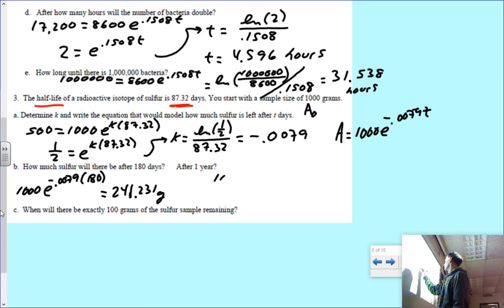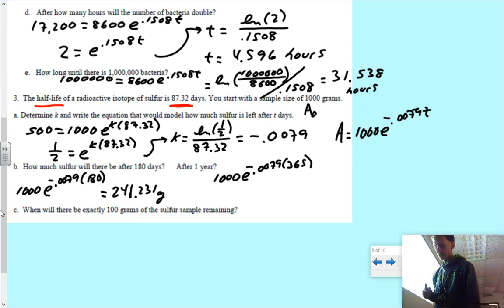After 1 year, that's 365 days. I don't know, a year anyway. We're going to act like it's not a leap year. And that ends up being 55.939.